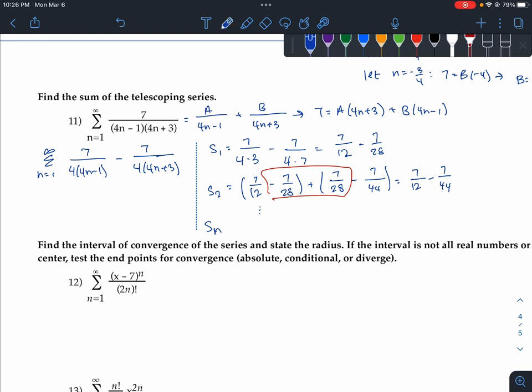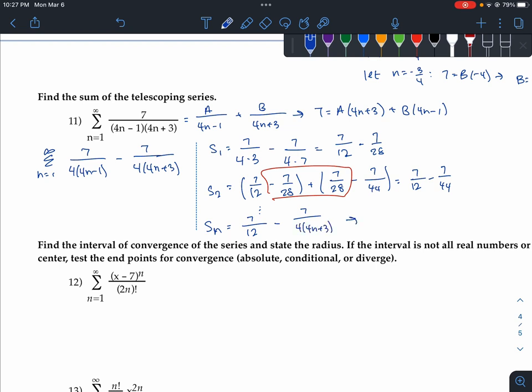So you can sum that up with the nth partial sum is just going to be 7 over 12, then minus this last one, as in the first two partial sums and as in every partial sum afterwards, it's just going to be the nth term of this right here. So 7 over 4 times 4n plus 3.